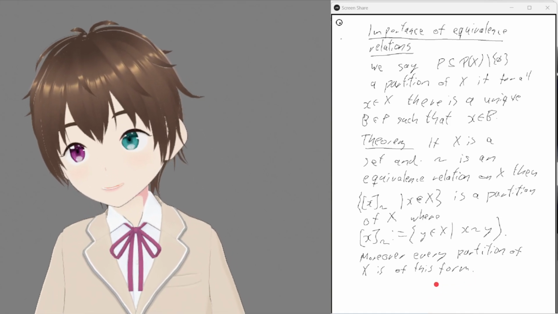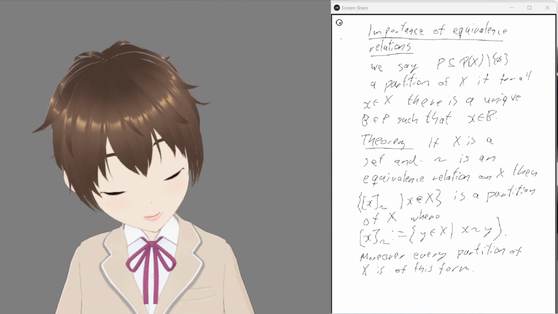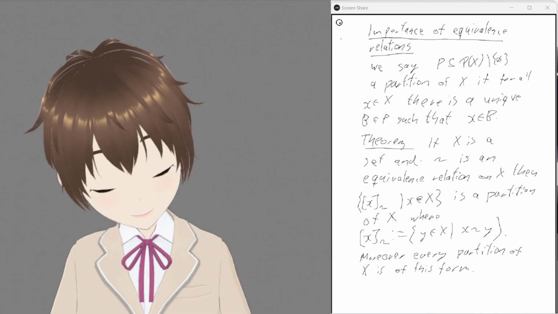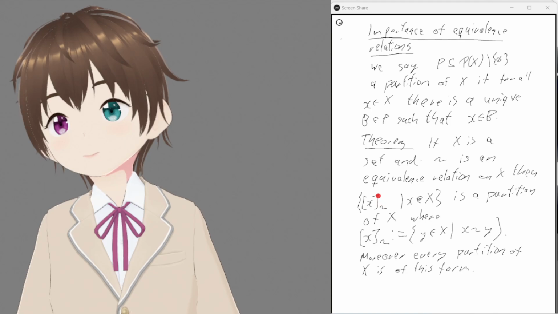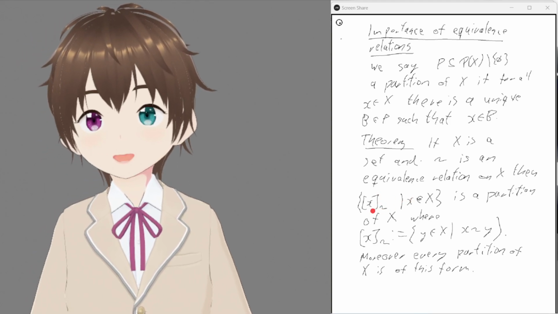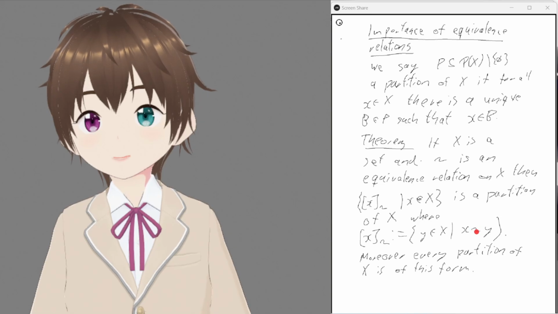We could prove this, but it's sort of just symbol pushing. Basically, you need to show that every element of X is in one of these. This is true because it's in its own equivalence class. Everything is related to itself because this is reflexive.